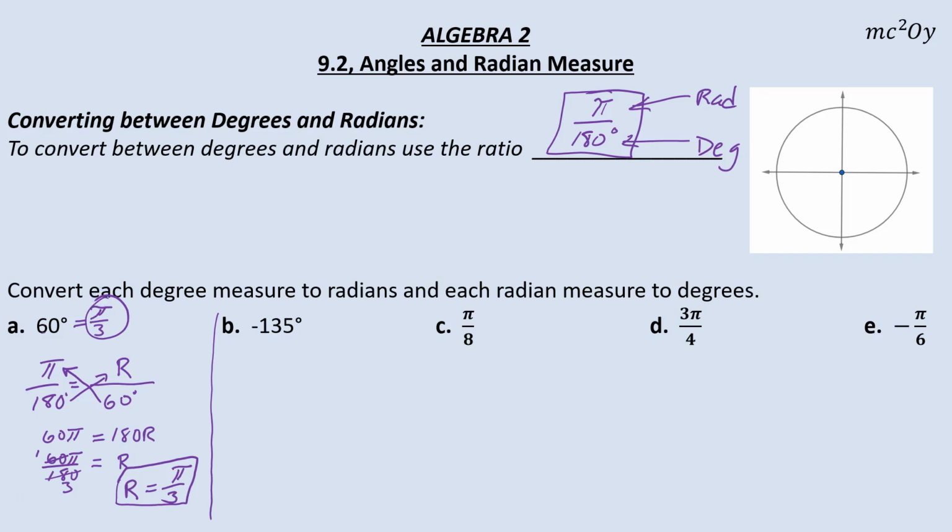All right, negative 135. Hopefully you pause these and try it, but I'm just going to write it out. Pi over 180. Notice my radians are on top, so I'm changing degrees to radians. So radians, there's my variable, and negative 135. Cross multiply, negative 135 times pi equals 180 times r. Get r by itself by dividing by 180.